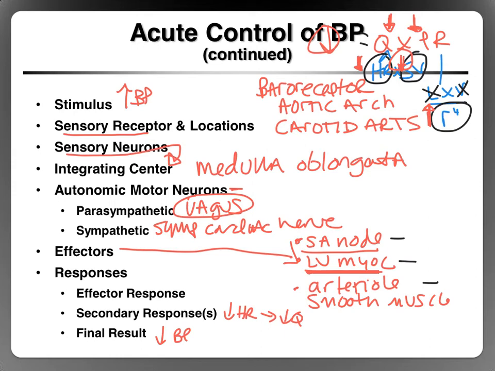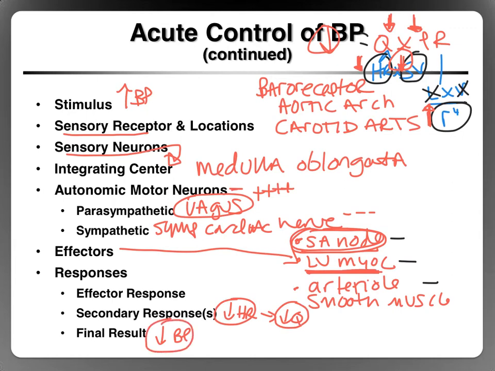So actually, going backwards a step here. If we want the SA node to slow its rate, you would start sending more signals through the vagus nerve. Reduce sympathetic cardiac nerve output, increase vagus output, and what you're going to get is a reduced firing rate, a reduced heart rate, therefore reduced cardiac output, reduced blood pressure.